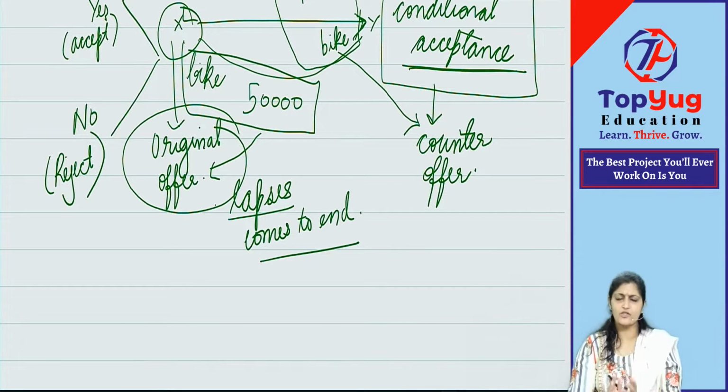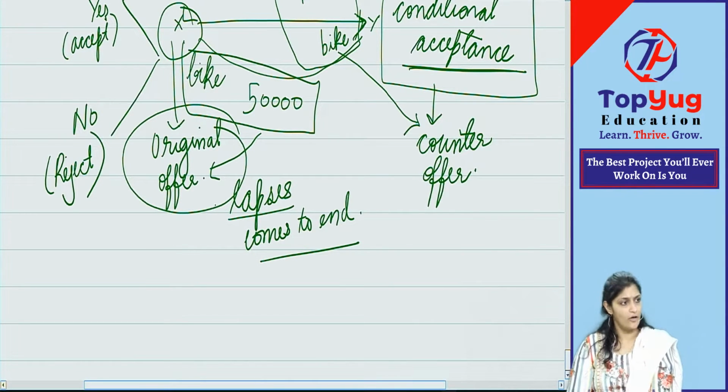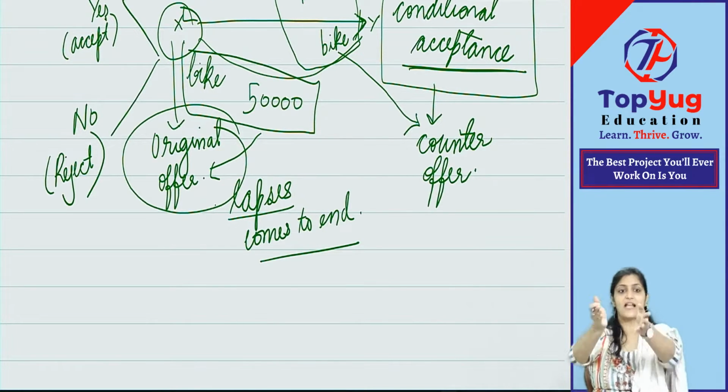Now you tell me, in this contract, in the original offer, who was the offerer? Who was the offeree? In the counter offer, now another modified contract, who is the offerer now? Who is the offeree? Who is given the choice to decide now? X. X is given the choice. X has the choice. Yes, I will sell at 40,000.